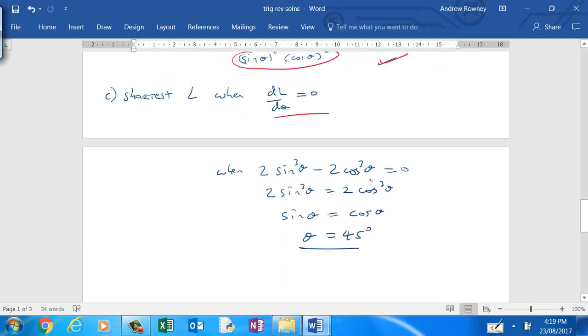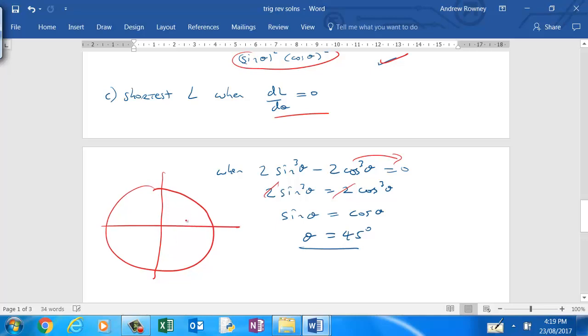So I've made the top 0, taken that over the other side, divided by 2, and cube rooted both sides: sine equals cos. Now that only occurs when theta is 45 if you think of the unit circle. Remember, the cosine is the x coordinate and the sine is the y coordinate. So if you've got a point like this, say 30 degrees, clearly the x and y, that's the cosine, that's the sine, are not going to be equal. They're going to be equal at 45 degrees because then you've got an equal x and an equal y.